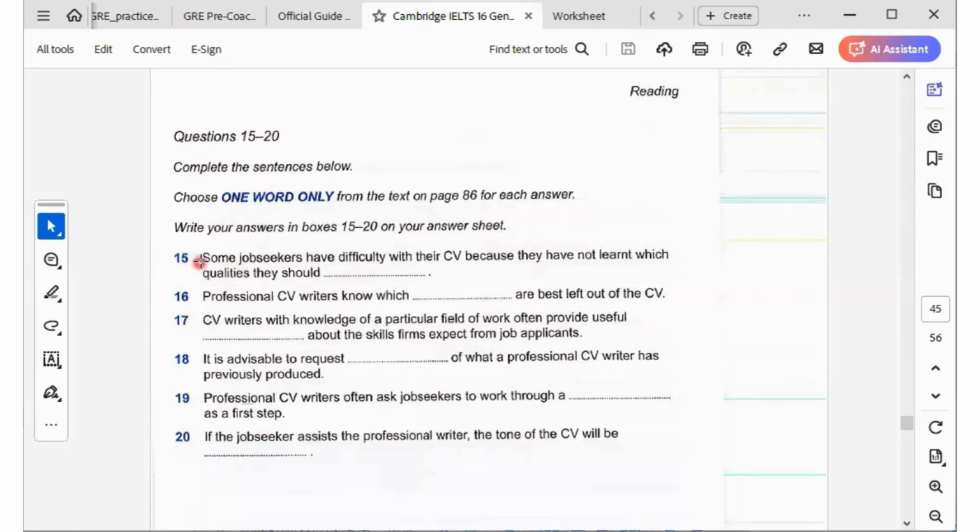So I start with the question. Some job seekers have difficulty with their CV because they have not learned which qualities they should dash. Job seekers is a noun. That's a keyword for me. Difficulty, that's another noun, very important keyword. CV, in capital, very important. Learned, this is a verb, a keyword. Then qualities. So I've identified my keywords.